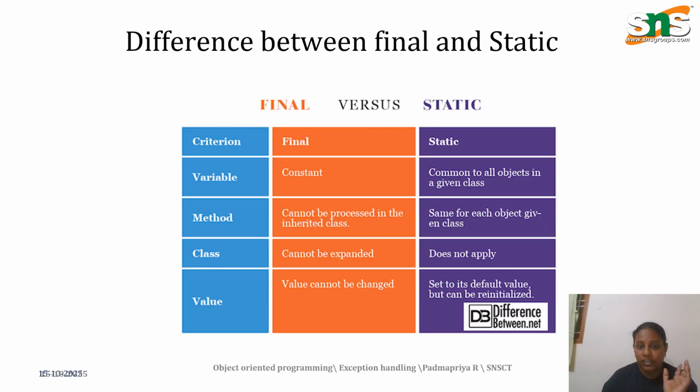And this is the difference between final and static. Final is a constant and static is an instance. A final cannot be inherited, while static can be inherited. The value of final cannot be changed, whereas in static we can change the value.